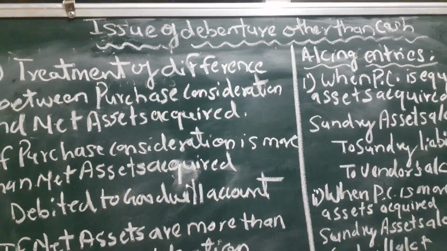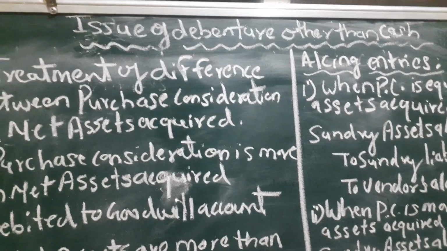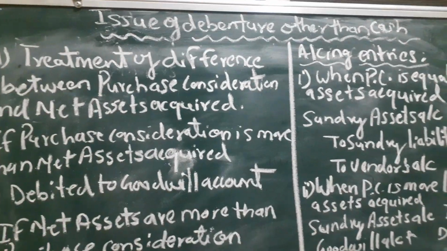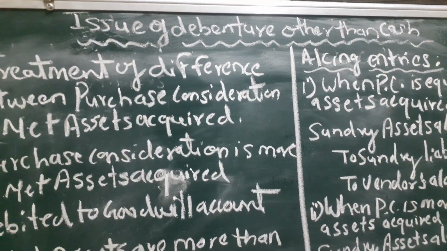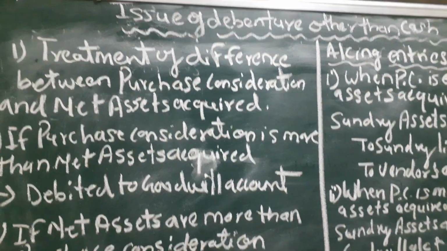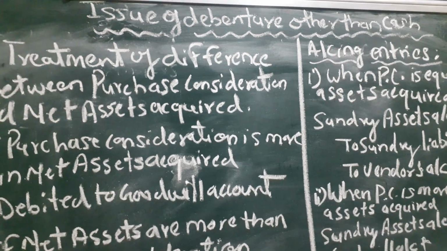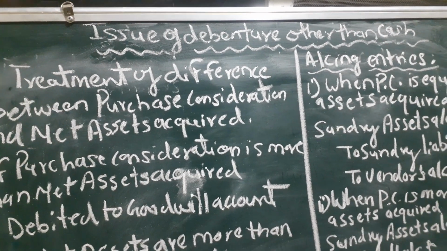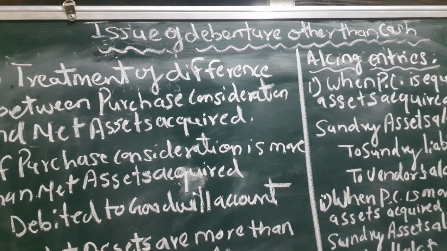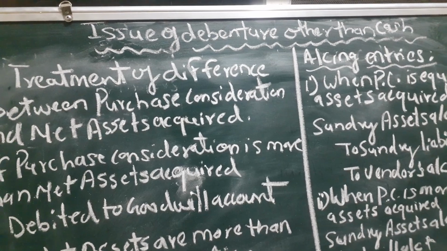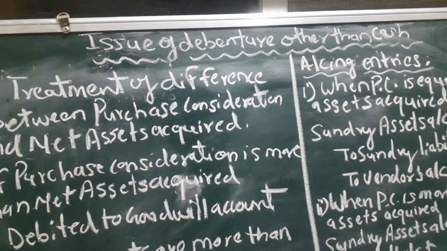Hello everyone. So, continuing our previous topic, issue of debentures other than cash. Other than cash means no cash or check is received. Till now, we have understood two entries. First is the issue of debentures to the promoters by passing entry: incorporation expenses account debited to debentures account. The second one is when a business or assets are purchased and debentures are issued to vendors.